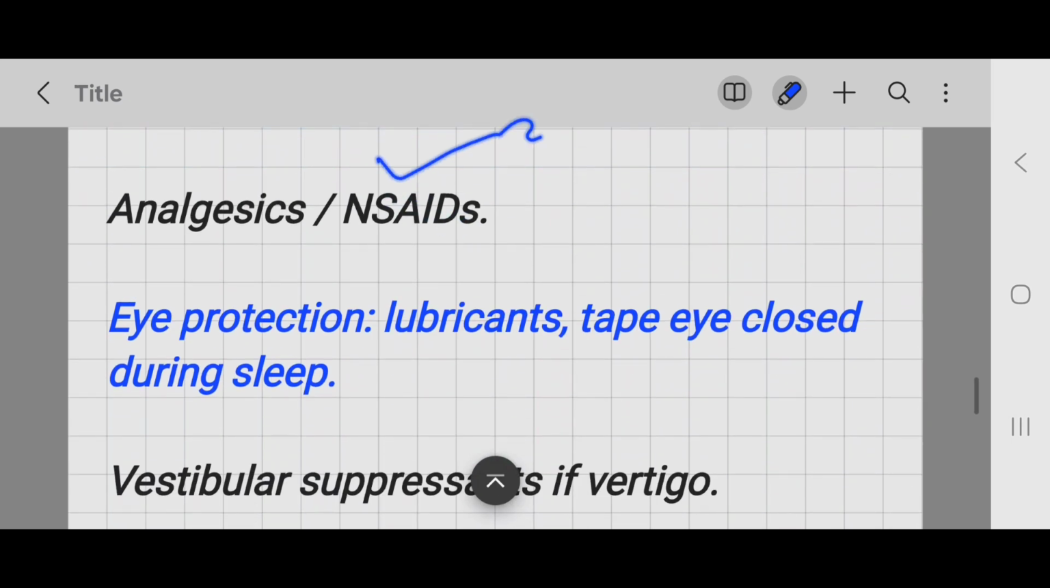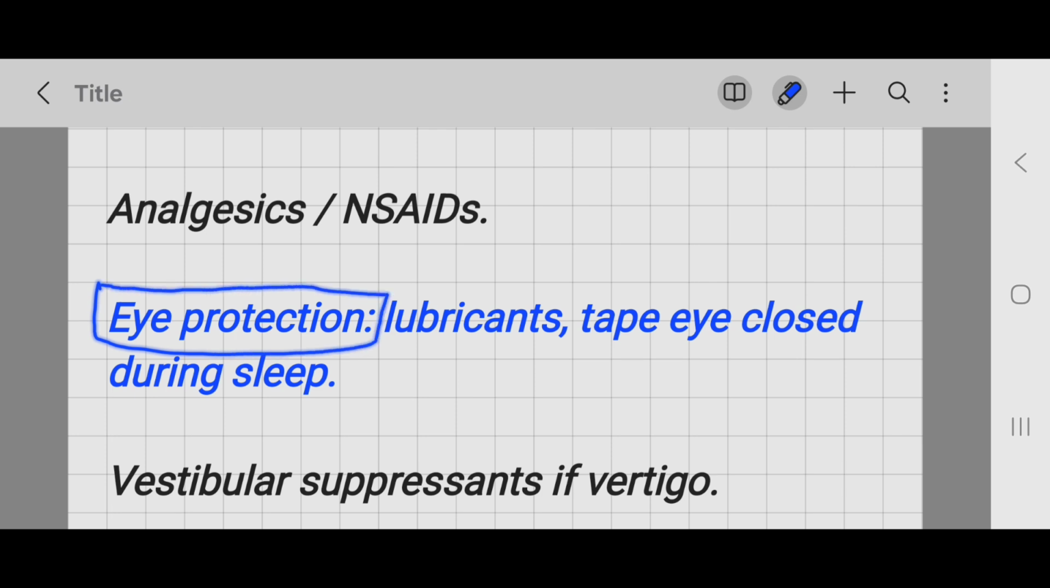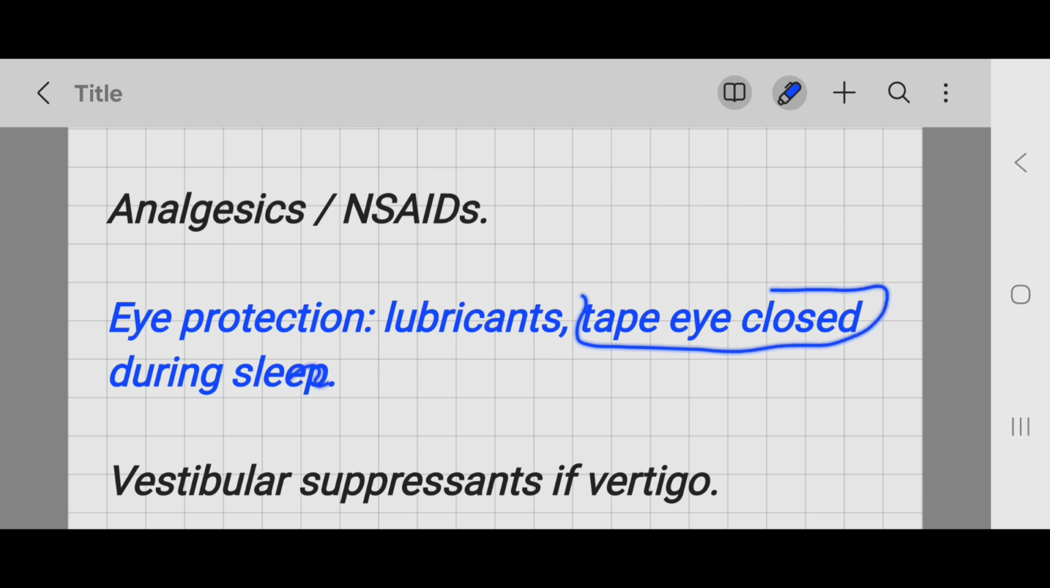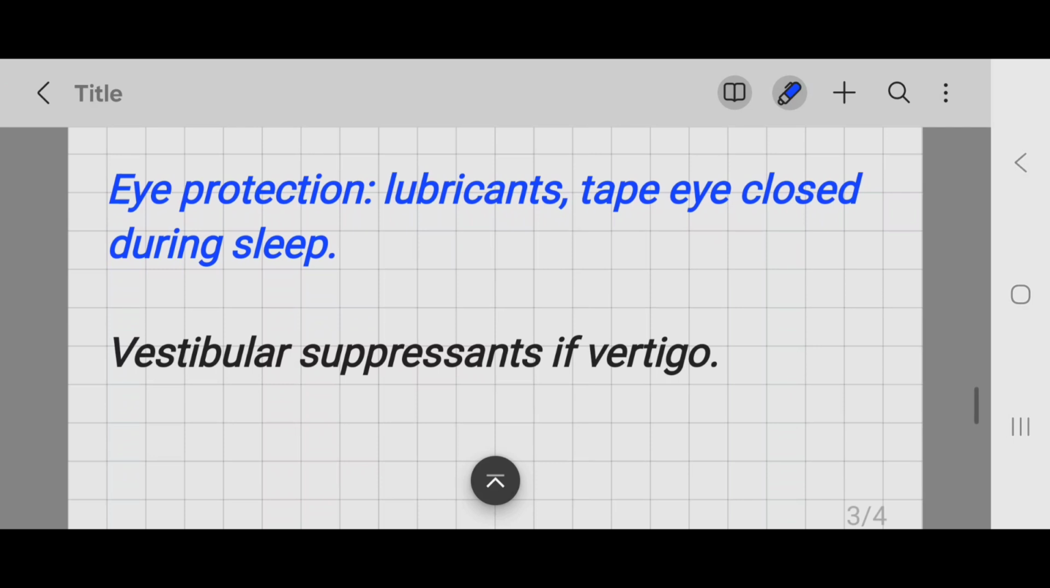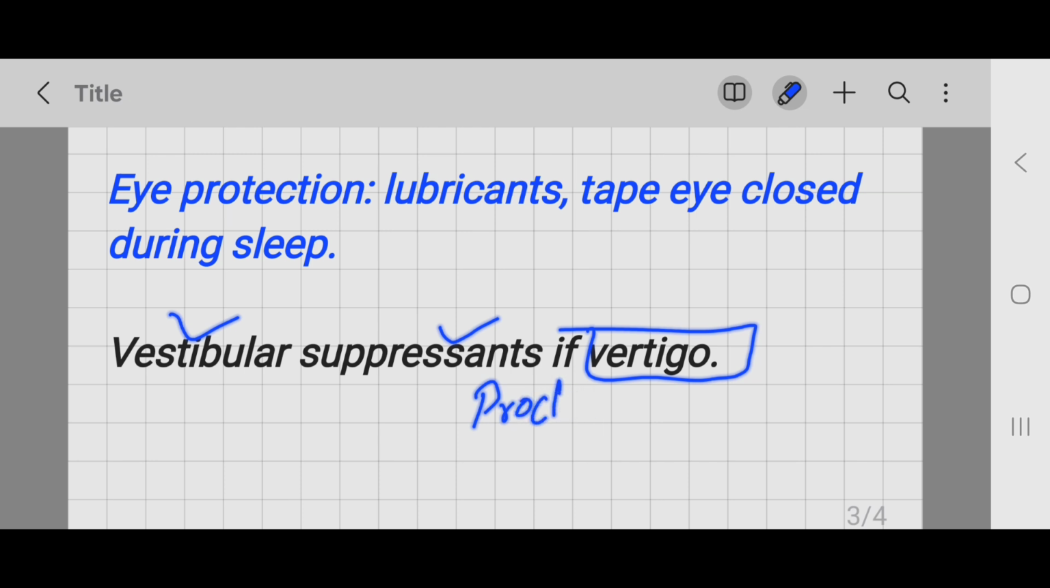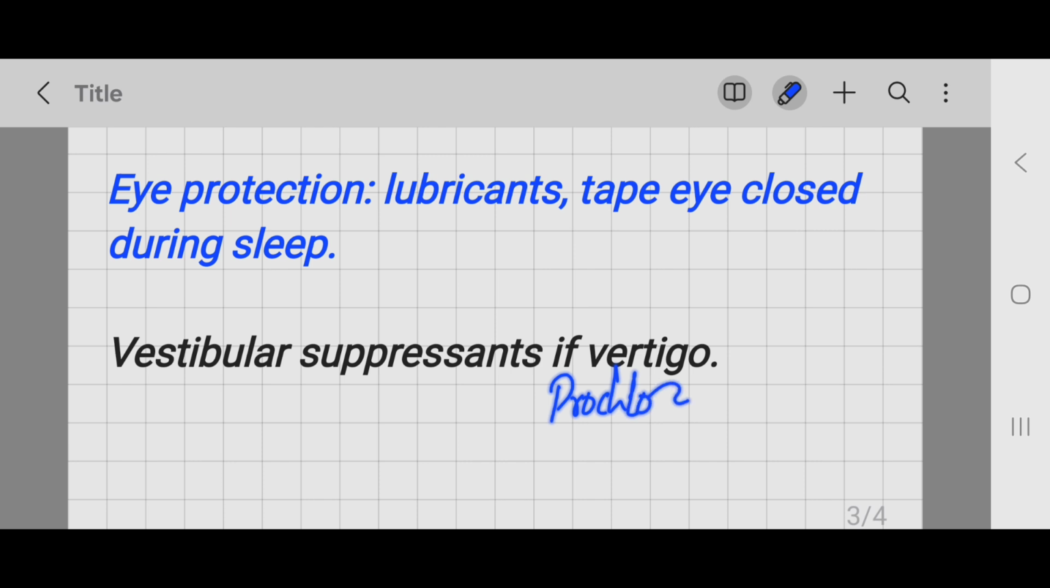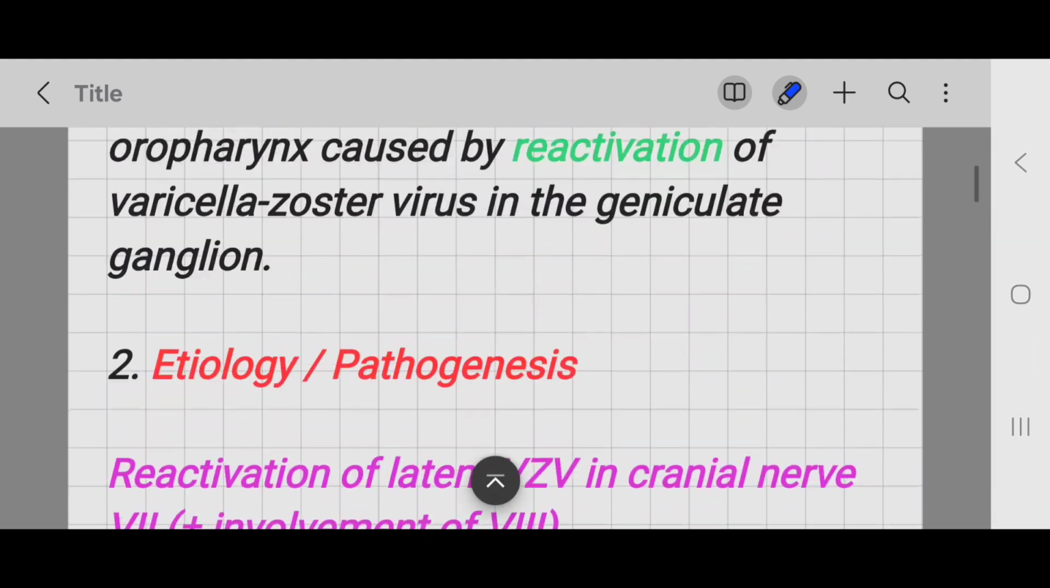Analgesics or NSAIDs can be given for otalgia, and as you are unable to close the eyes, eye protection is required, like lubricants, taping the eye closed, or during sleep you can tape the eyes closed. Vestibular suppressants can be used if there is vertigo. For example, prochlorperazine or betahistine can be used for this purpose. So this is all about Ramsay Hunt syndrome.